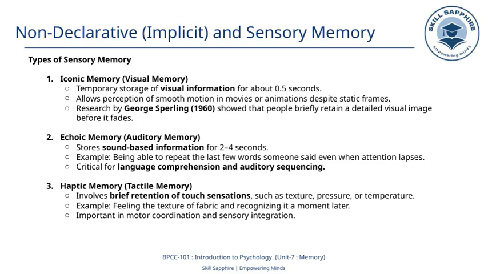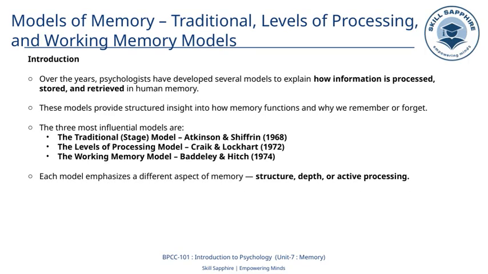Together, these sensory memory types form the foundation for how we initially perceive and process the world around us, enabling us to make sense of our environment in real time. Today, we're going to explore some of the key models of memory that help us understand how our minds work. Over the years, psychologists have come up with different ways to explain how information is processed, stored, and retrieved. These models give us a structured way to see why we remember certain things and forget others.